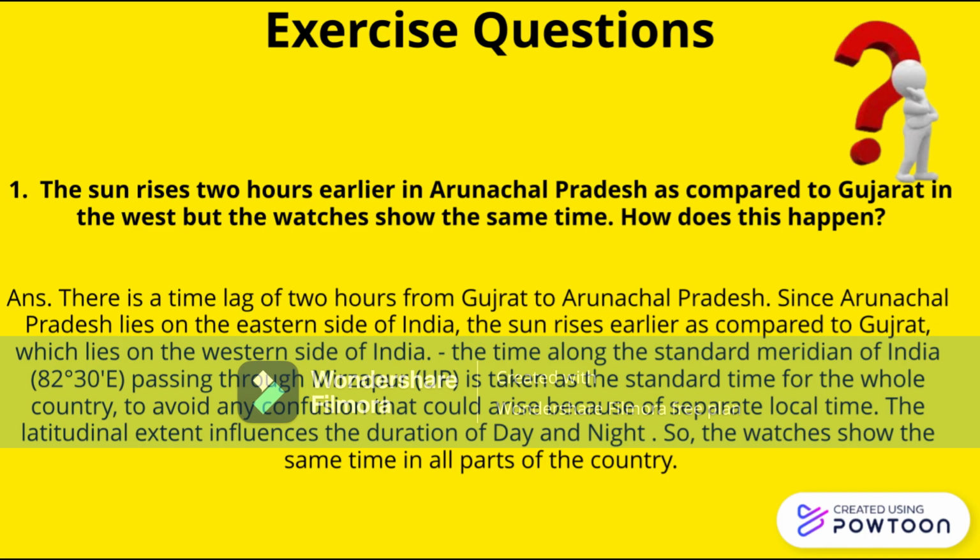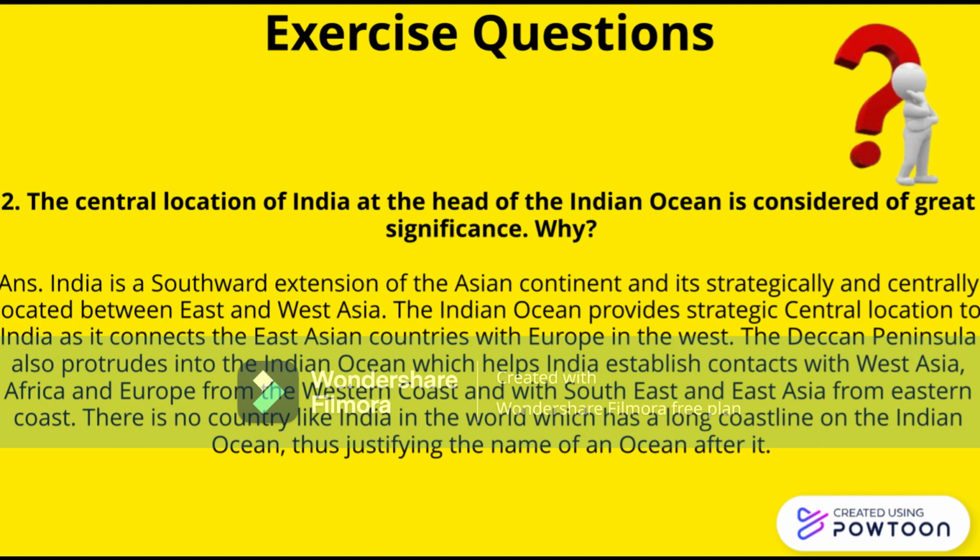The time along the standard meridian of India, 82 degrees 30 minutes east, passing through Mirzapur, UP, is taken as the standard time for the whole country to avoid any confusion that could arise because of separate local times. The longitudinal extent influences the duration of day and night, so the watches show the same time in all parts of the country.